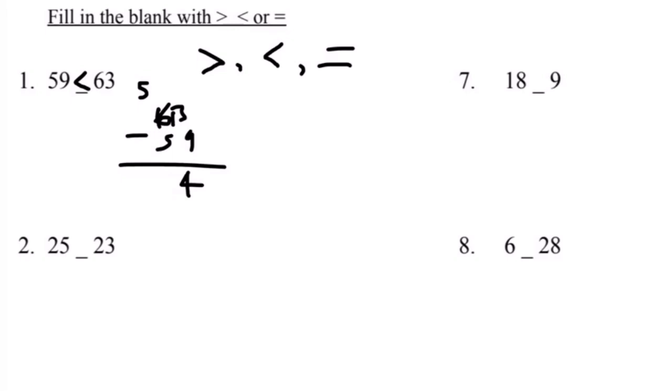If we were to subtract 59 from 63, 59 minus 63, it would not be possible because we would end up with a negative number. Therefore, we know that 63 is greater than 59.